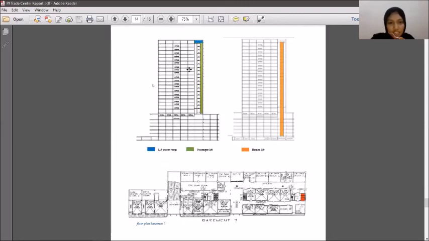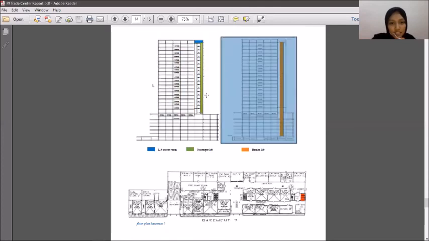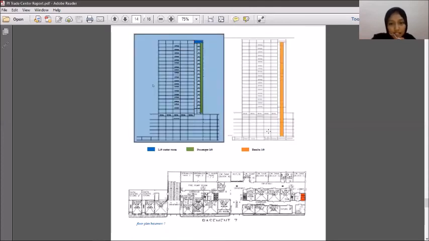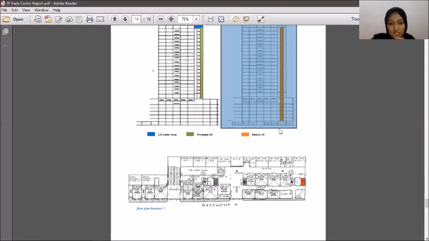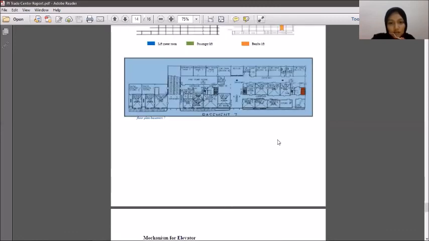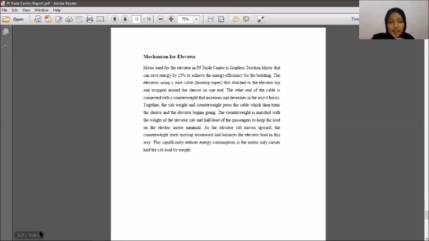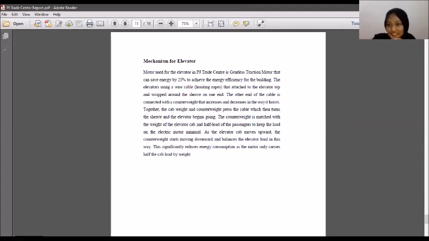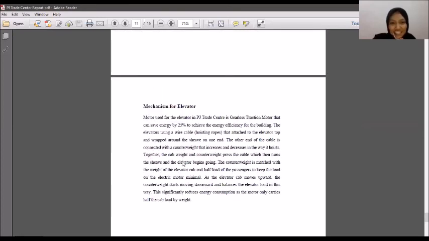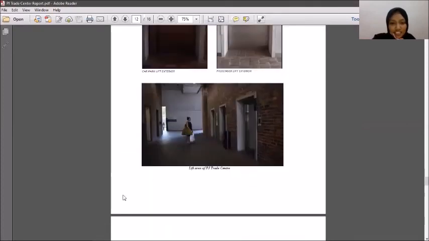This is the section of the elevators inside PJ Trade Center. The highlighted blue one is the lift motor room, the passenger lift is in green, and the bomber lift is in orange. I think that's all for the organization of the mechanical handling system in PJ Trade Center.